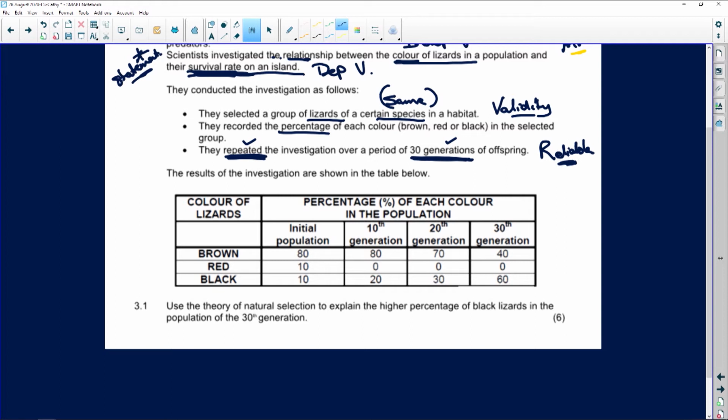So it says here, the results of the investigation have shown. So the color of the lizards, this is our independent variable, and the percentage of the color in the population that survived, well, this is obviously going to be your dependent variable.